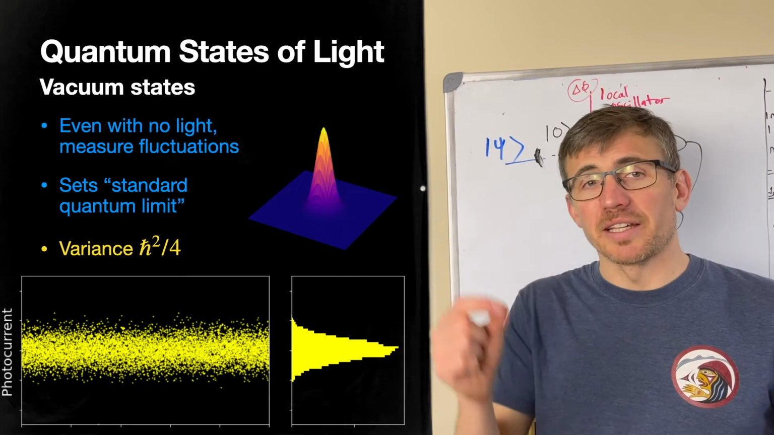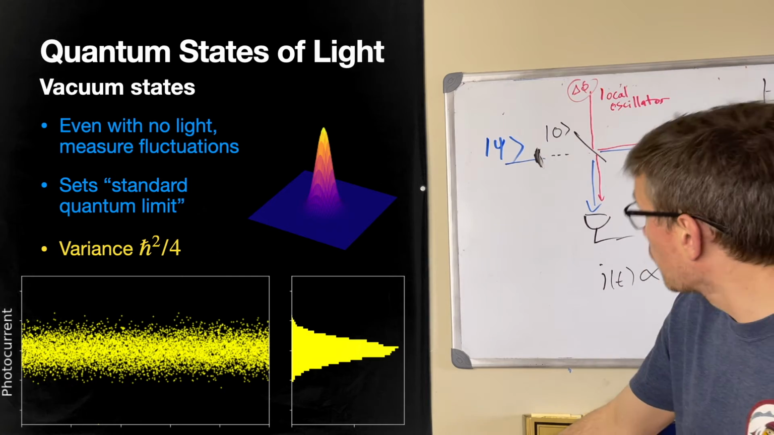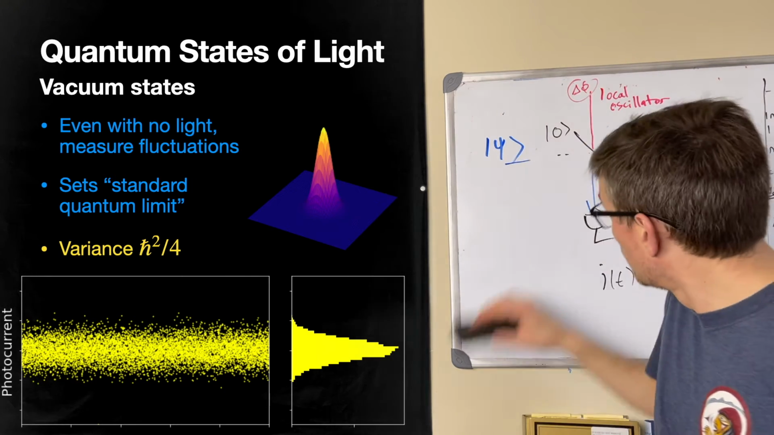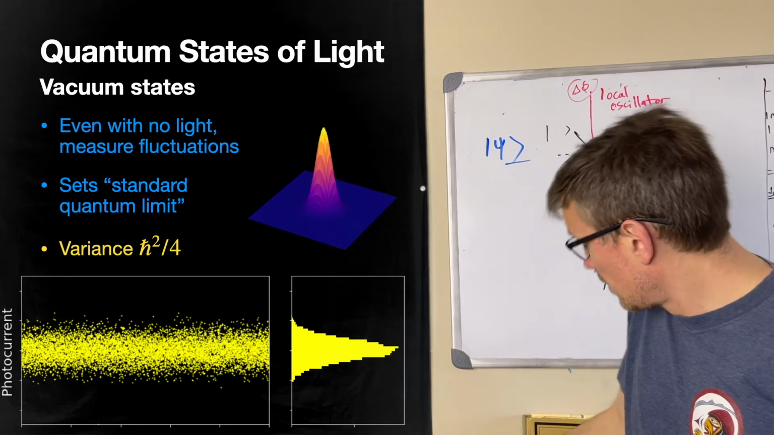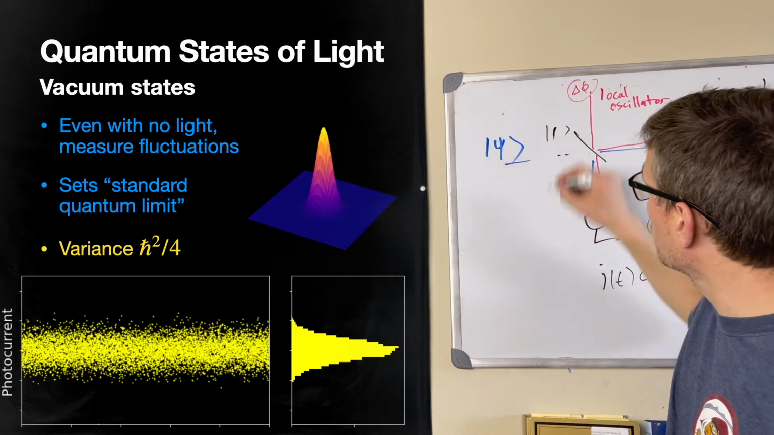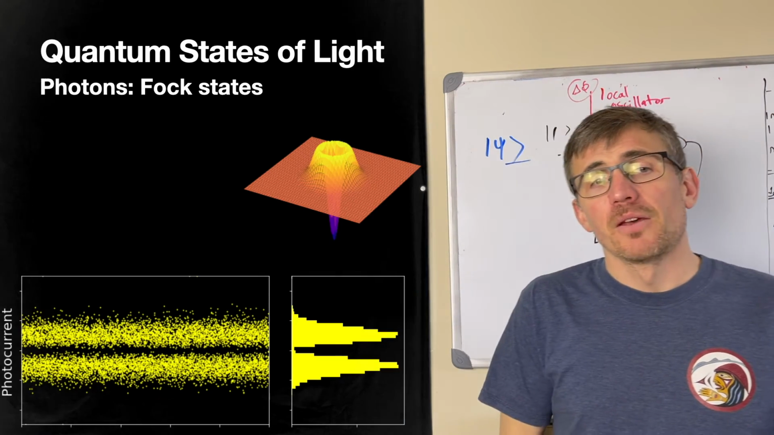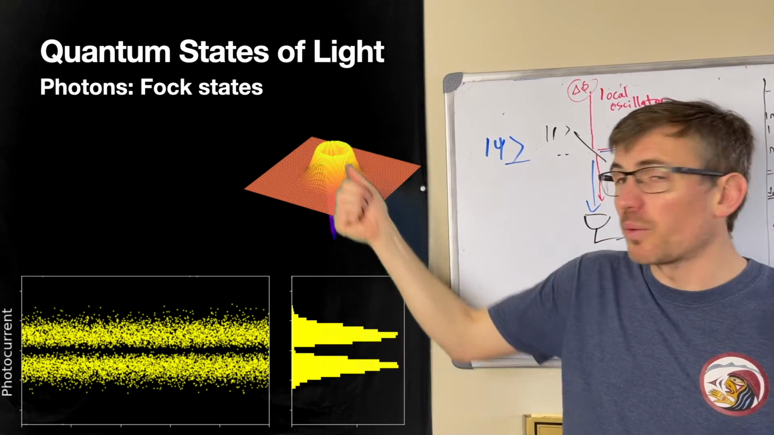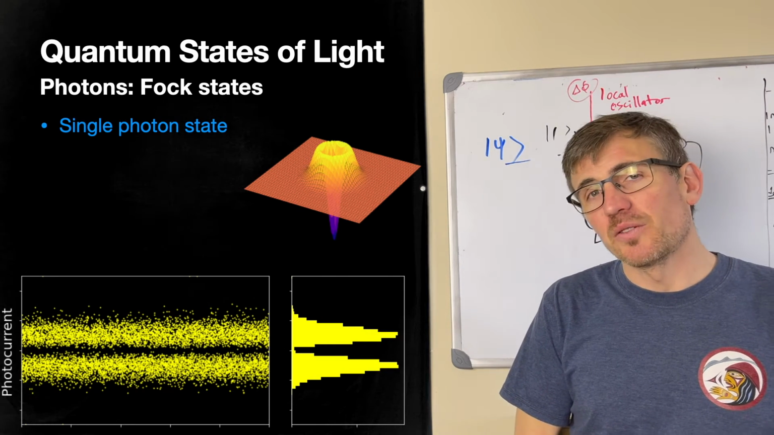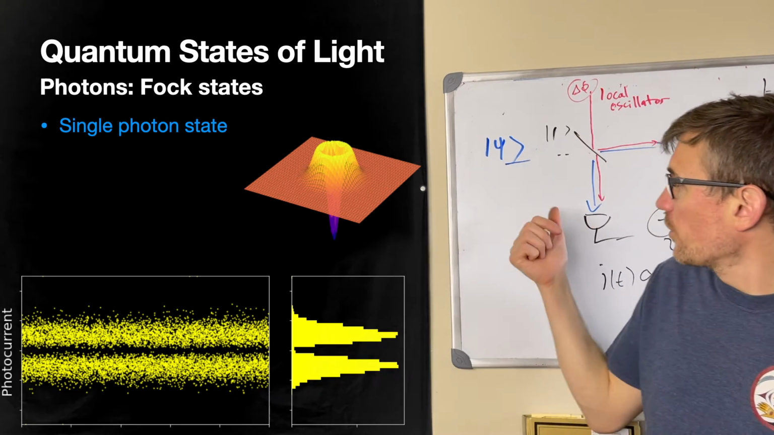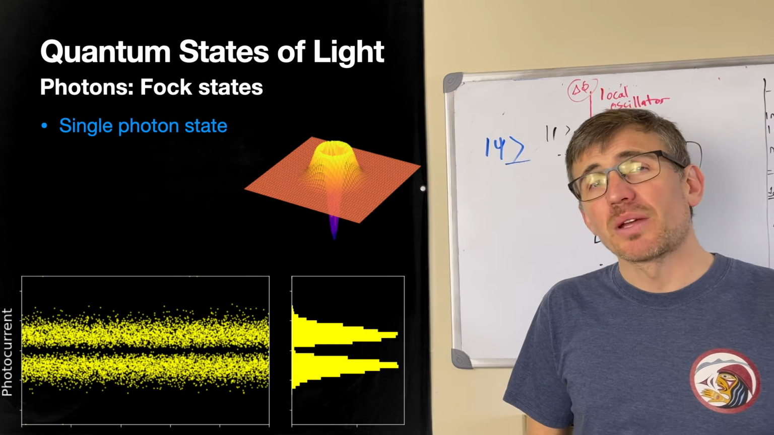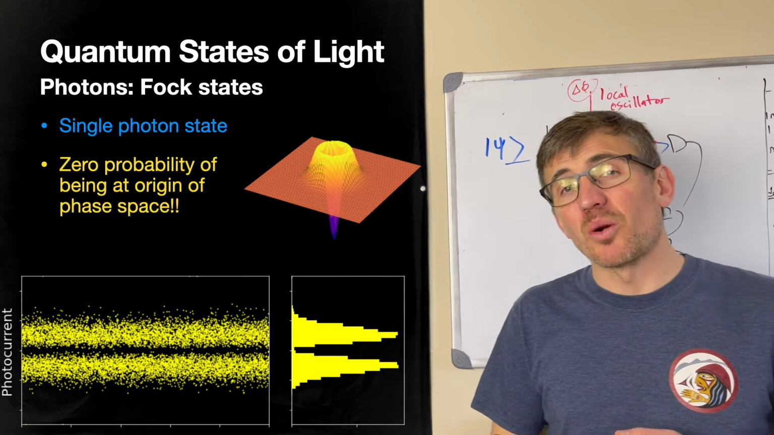What about one excitation? We can actually send a single photon into here. Let's unblock it. And we'll send in a single photon. What would a single photon look like? Well, this is what it turns out it looks like. So here we have the Wigner function here, and for a single photon state, the quadrature distribution looks like this. It turns out we have 0 probability of being at the origin in phase space.